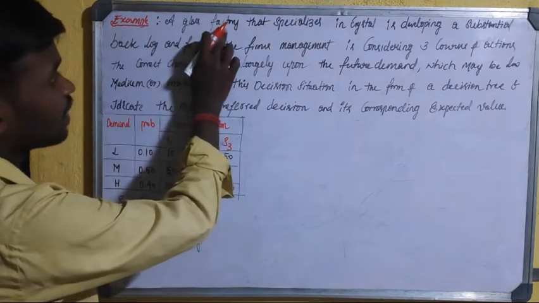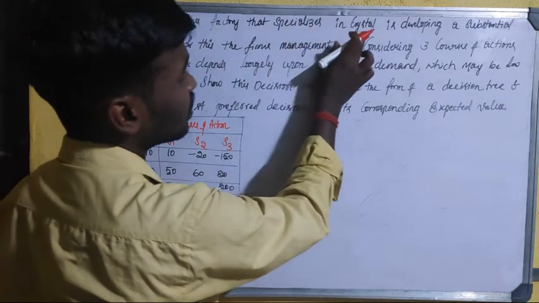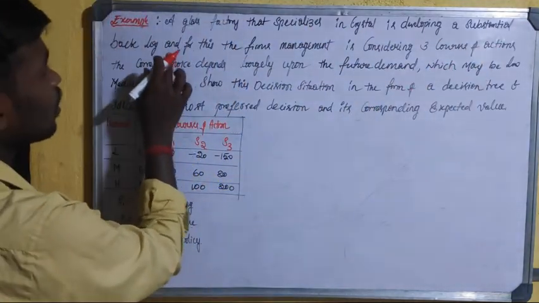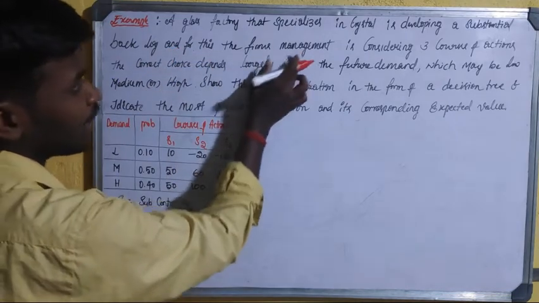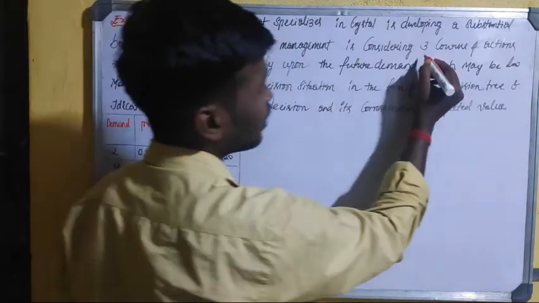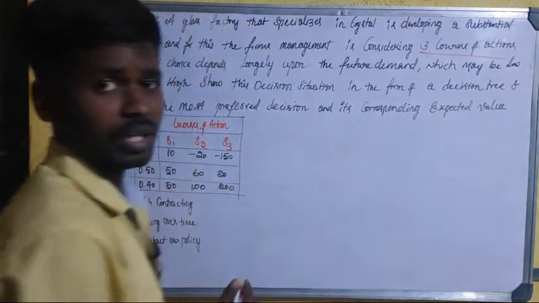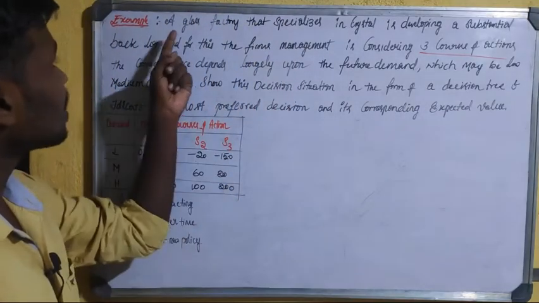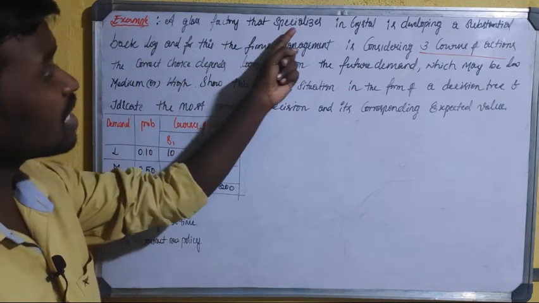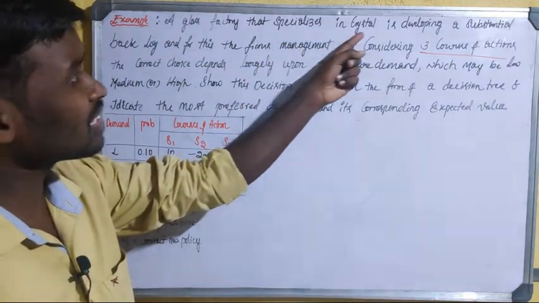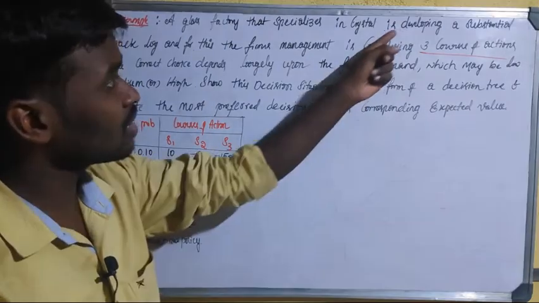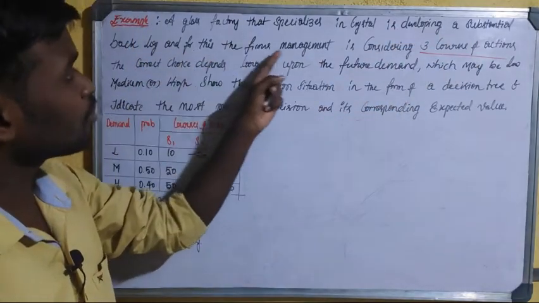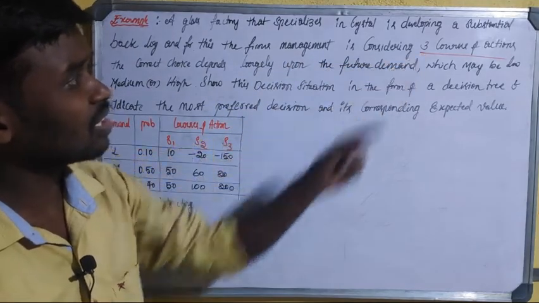A glass factory that specializes in crystal is developing a substantial backlog, and for this the firm management is considering 3 courses of action. Okay, so in this case we have 3 alternatives. Why? Because a glass factory specializing in producing crystal is developing a substantial backlog, and for this the firm management is considering the 3 courses.